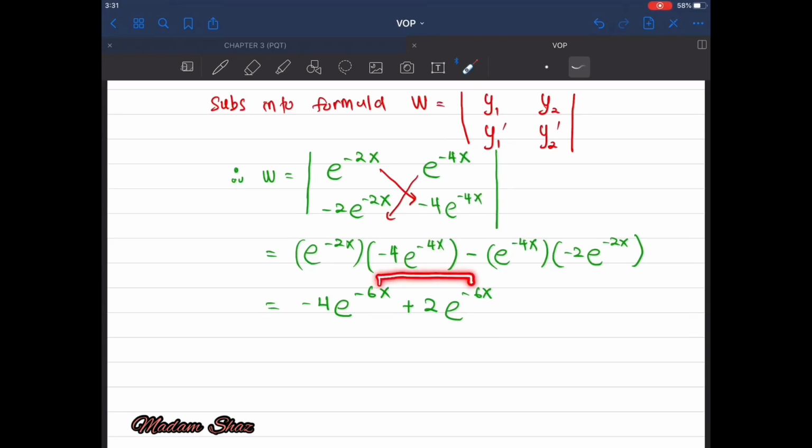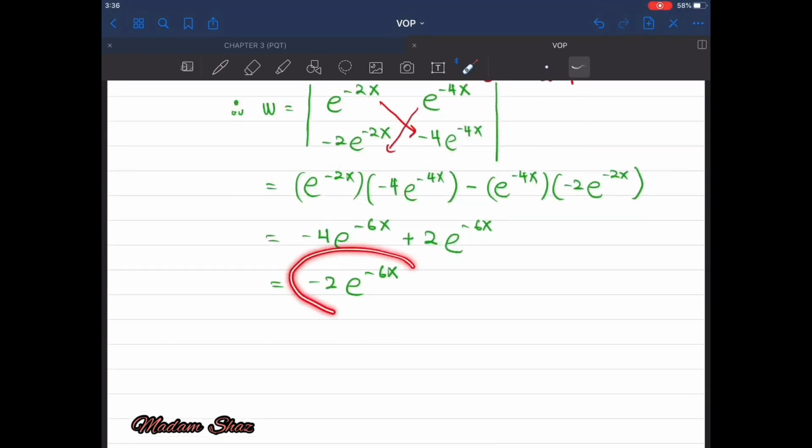Both have the same power for the exponent, so we can simplify the number here. Negative 4 plus 2 becomes negative 2, so negative 2 exponent negative 6x. This is what I mean by the value for the W is only one term. You cannot have plus exponent 4x or whatever. It's only one term. After you have obtained the value for the W, now you have to calculate u and v.